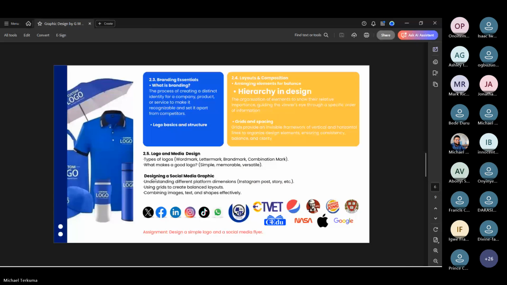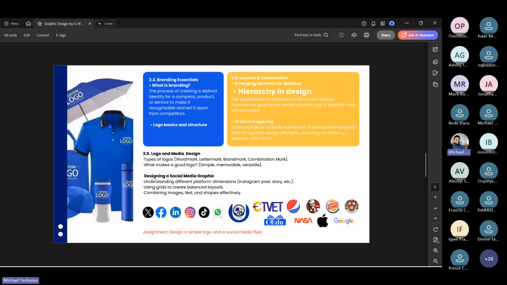What I'm trying to portray here is that we have different types of logo. We have logos that are used for word mark. We have logos that are used for letter mark. We have logos that are used for brand mark, and we have combination marks.